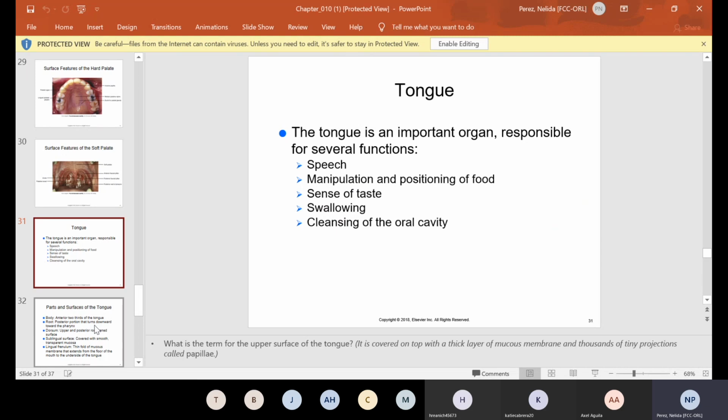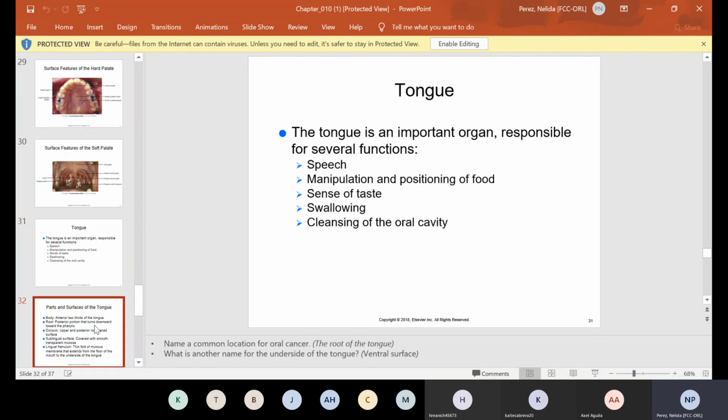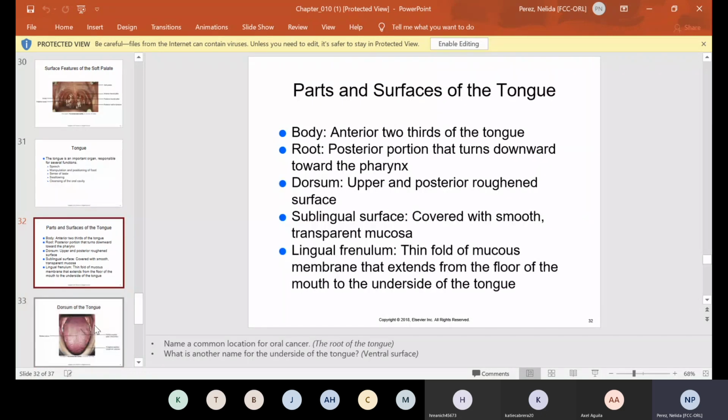Now the tongue, it is an important organ. It's responsible for several functions like speech, manipulation and positioning of food, sense of taste, swallowing, and most importantly, cleansing of the oral cavity. Now, the top of the tongue is covered with a thick layer of mucous membrane and has thousands of tiny projections called papillae. We're going to talk about that in a second when I get to the tongue.